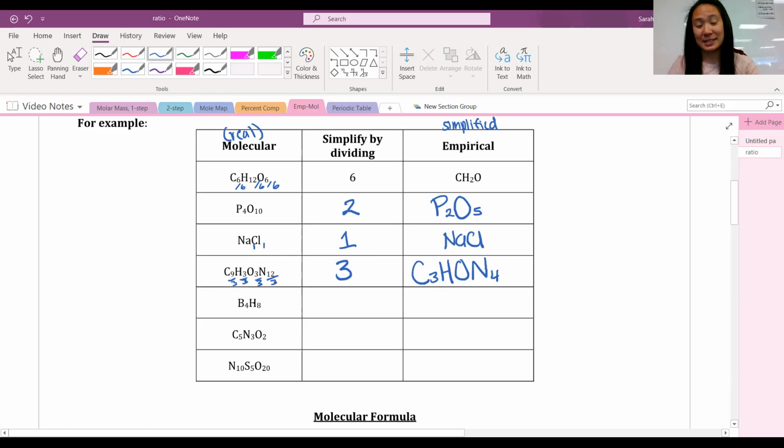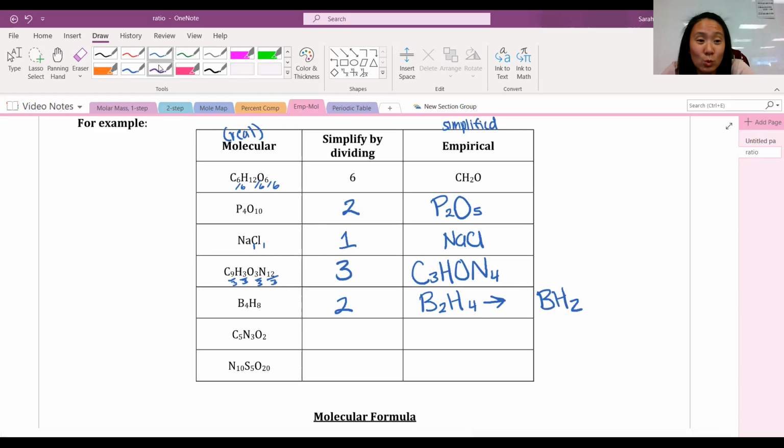Next is B4H8. A common mistake here is a lot of people are like, okay, I'm going to divide by 2. So this becomes what? B4 divided by 2 is 2, and then H becomes 8 divided by 2 is 4. And you're like, wait a second, is this truly simplified? And it's not. So you always need to double check, is this really simplified? You can actually divide it by 2 again, right? And it becomes BH2. So you want to make sure you simplify it one more time so that the empirical formula becomes BH2.